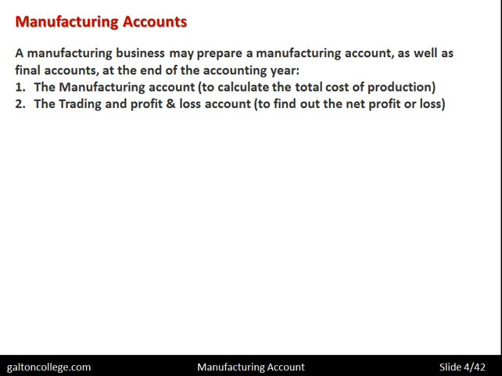The trading and profit and loss account are part, as I said, of the final accounts. The trading account will work out the gross profit of the business, and the profit and loss account will work out the refined profit, if you like, the net profit. What did the company make after it paid for all of its various cost elements?